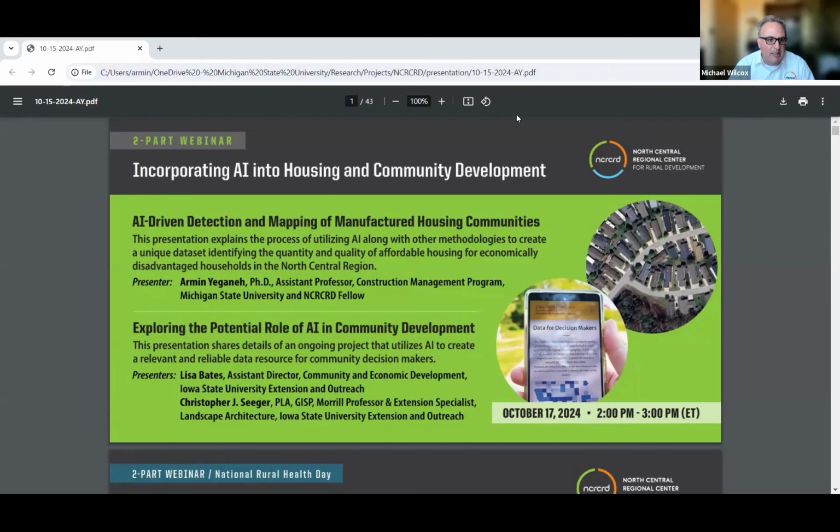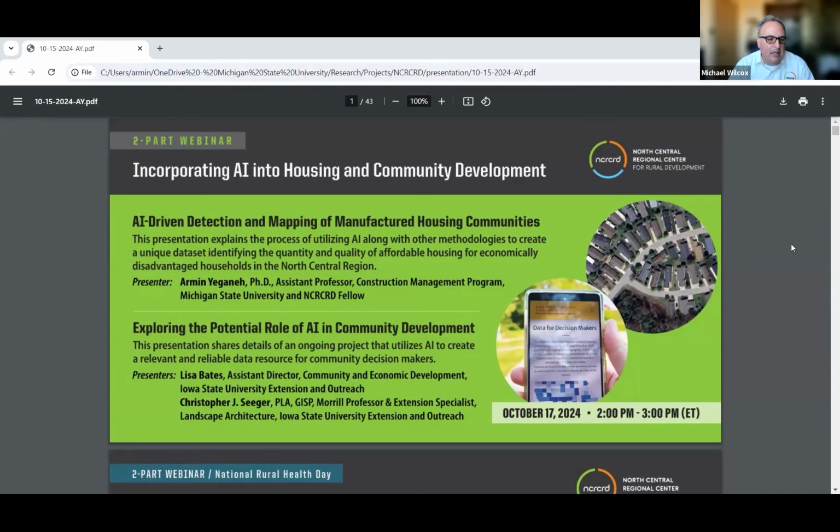And then part two is our friends from Iowa State exploring the potential role of AI in community development. My good buddy Lisa Bates, the Assistant Director of the Community and Economic Development Extension Program at Iowa State University Extension and Outreach, is joining us. She oversees the CED unit's data team and works with the team's data science experts to improve access, use, and understanding of data for better informed community decisions.